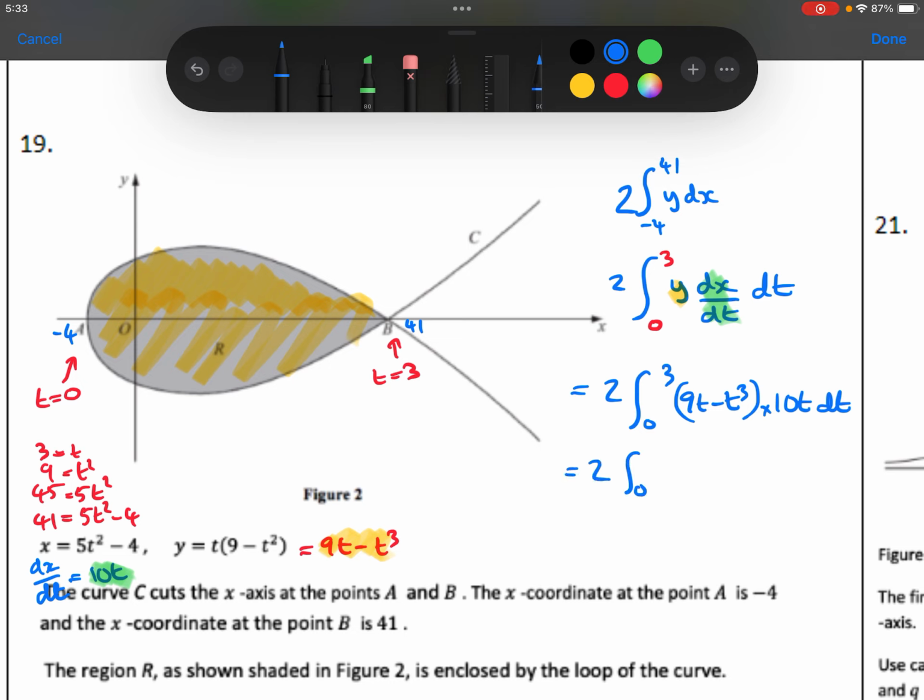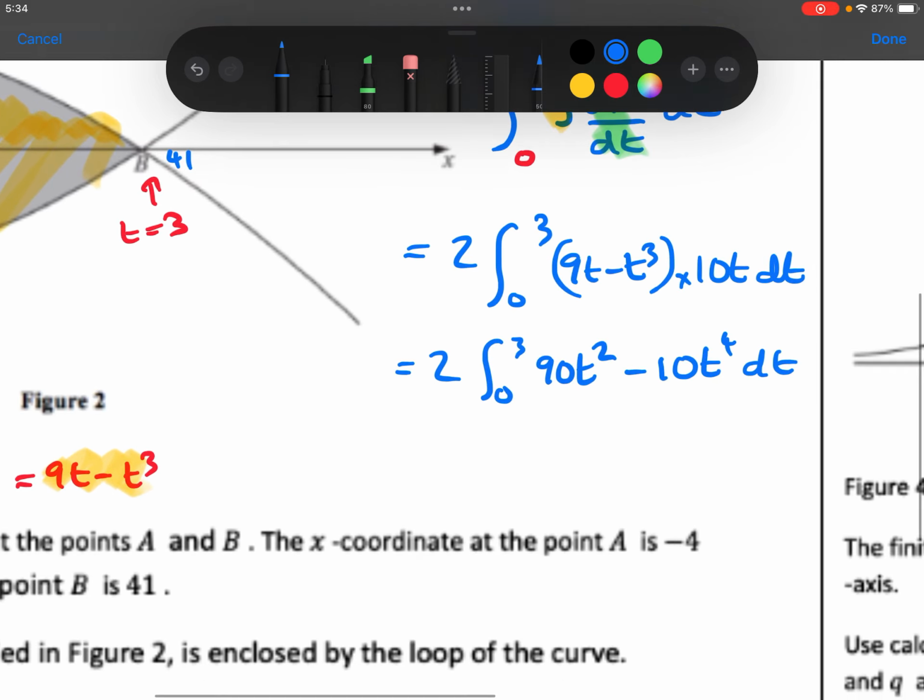Let's expand those brackets so that we can integrate term by term. The 9t times 10t is 90t squared. The t cubed times 10t is 10t to the power 4. Integrating each of those, we'll get 30t cubed minus 2t to the power 5.